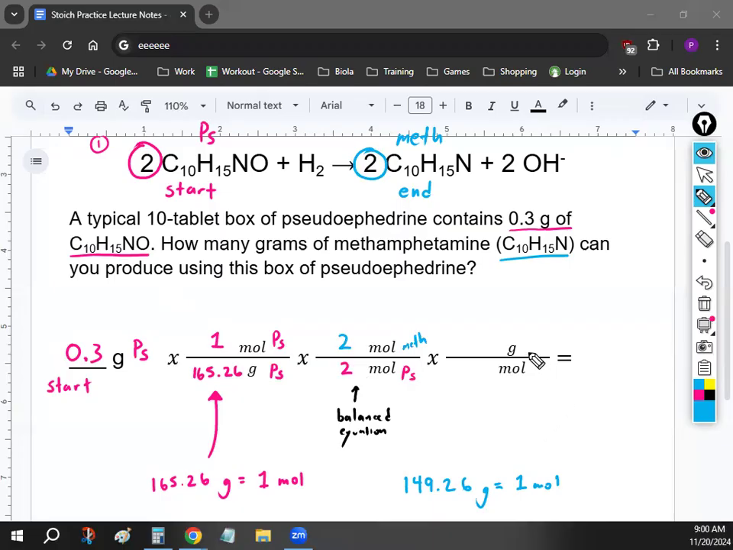All right, let's finish up the stoichiometry. So the last fraction is all about your ending chemical. So in this situation, it's meth. And we're going to plug in our numbers from the molar mass into this last fraction.